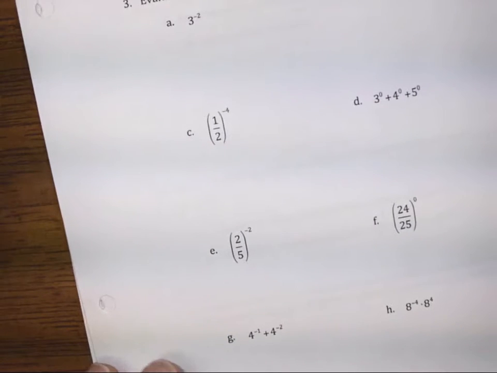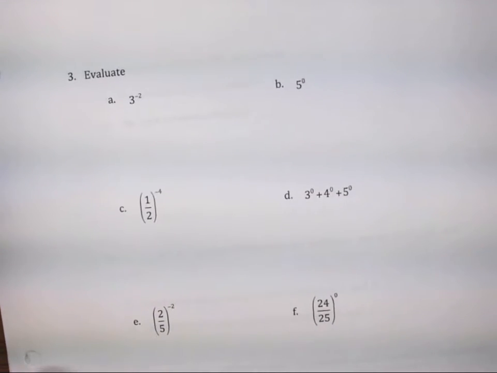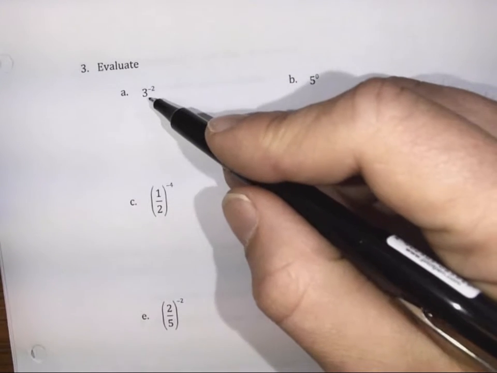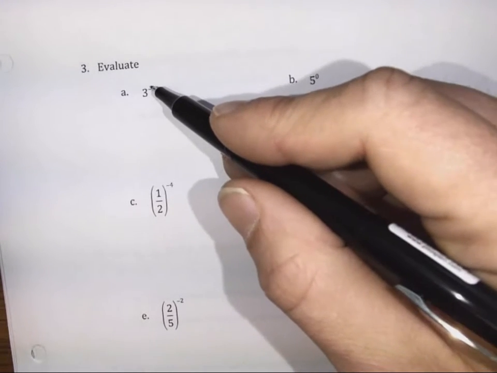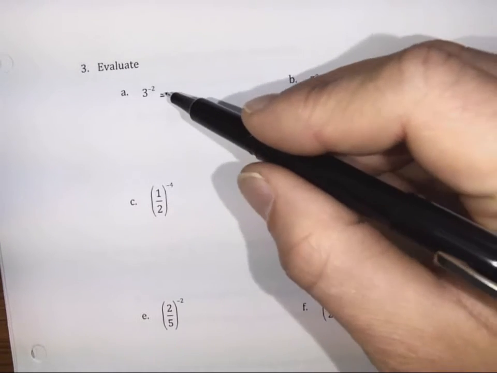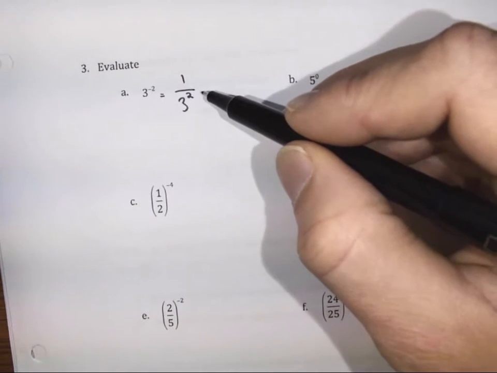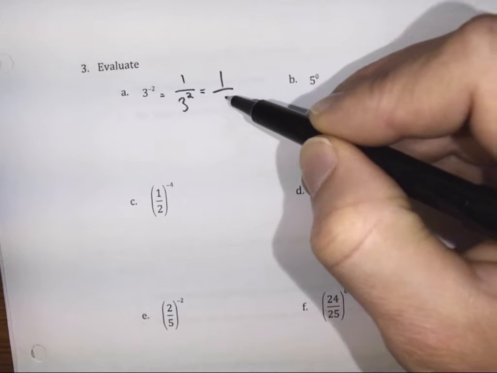So moving on to question 3. We're going to evaluate some expressions here without variables, instead with numbers. So first is a pretty straightforward application of our exponent law. We're going to write this as 1 over 3 with a positive exponent squared. And I'm going to go one step further and say 3 squared is 9.